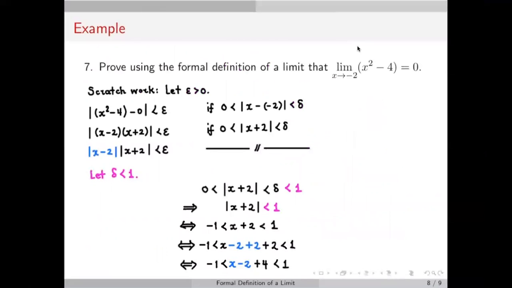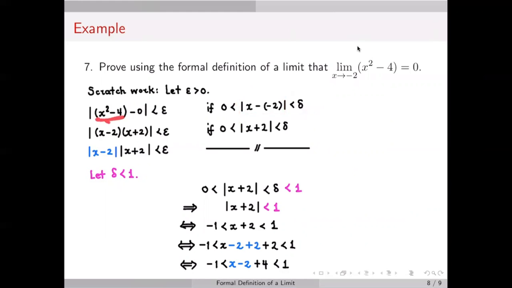Okay. Using the formal definition of a limit, prove that the limit of x squared minus 4 as x approaches -2 is equal to 0. We proceed in the same way. Scratch work, let epsilon be positive. The absolute value of x squared minus 4 minus 0 is less than epsilon if absolute value of x minus -2 is greater than 0 but less than delta. Sorry, there's an absolute value. And we simplify this one. Absolute value of x plus 2 is greater than 0, less than delta.